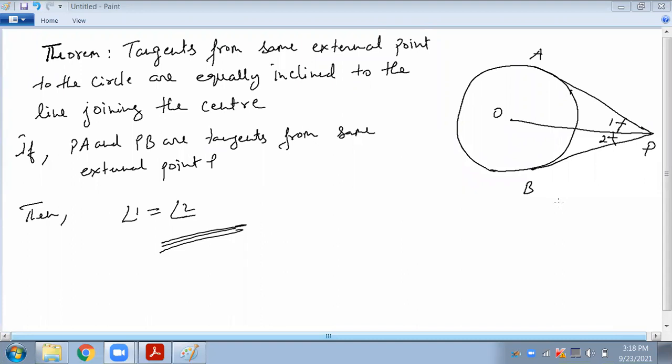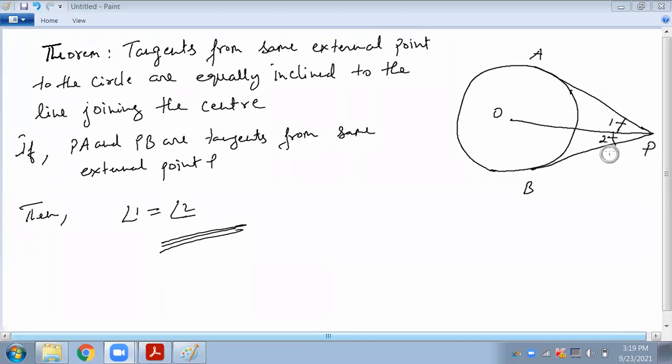So if we have tangents from the same external point to the circle, then they are equally inclined to the line joining the center. If the external point is joined to the center, then both tangents will be equally inclined to the line joining the center. That means tangent PA is making angle 1 with the line joining the center, tangent PB is making angle 2 with the line joining the center, and angle 1 and angle 2 will be equal.